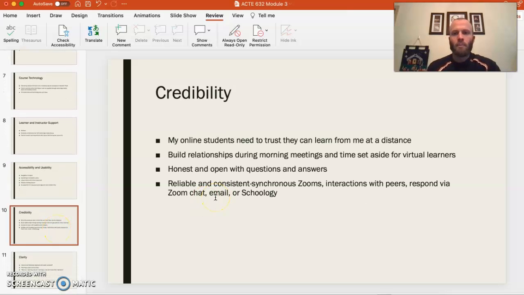So from our reading from the playbook for this module, two things that we really needed to focus on were credibility and clarity. First of all, credibility. My online students need to know and understand that they can trust me even as they're learning from a distance. So it's really important to build those relationships, especially with your online students. I do that during synchronous morning meeting times, and as I've already talked about, I do have office hours set up in my day specifically for virtual learners.